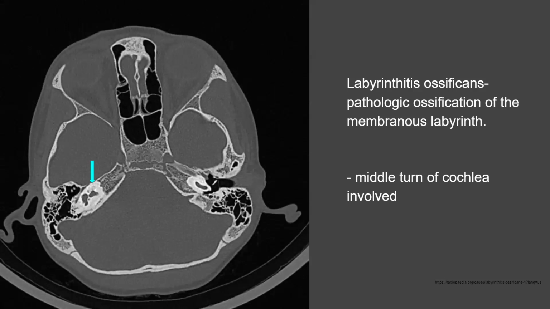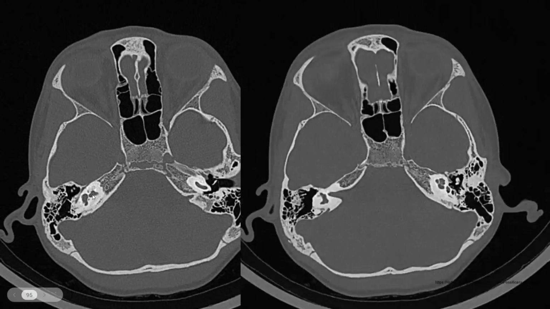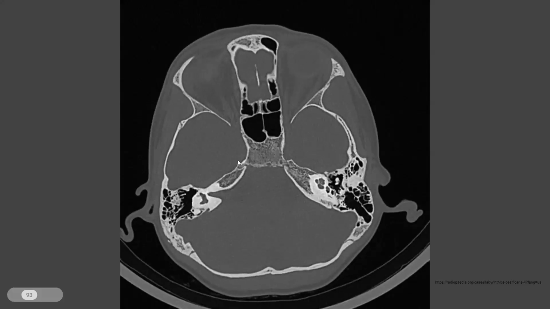So this is pathologic ossification of the membranous labyrinth, right? There's an osseous labyrinth and there's a membranous labyrinth. The osseous labyrinth refers to the bone outside of the membranous labyrinth. The membranous labyrinth is within the osseous labyrinth, and it refers to the low density areas within these inner ear structures, and so should not be filled with this increased density.